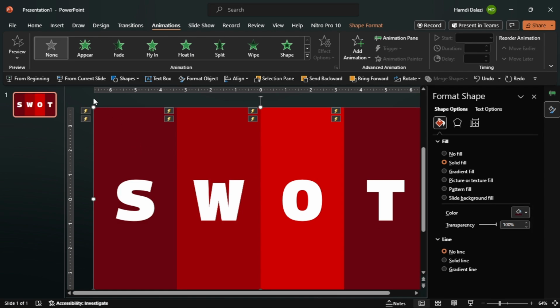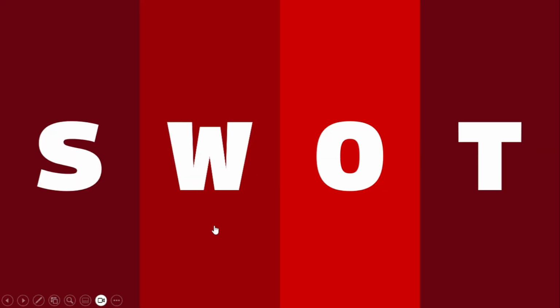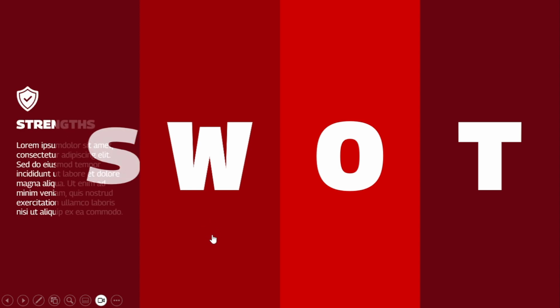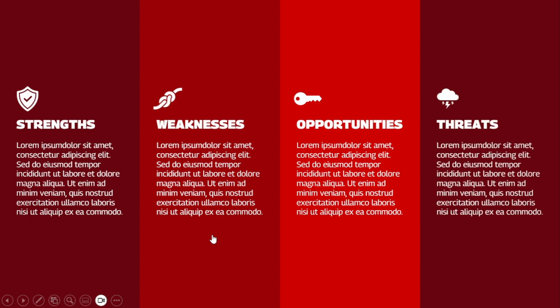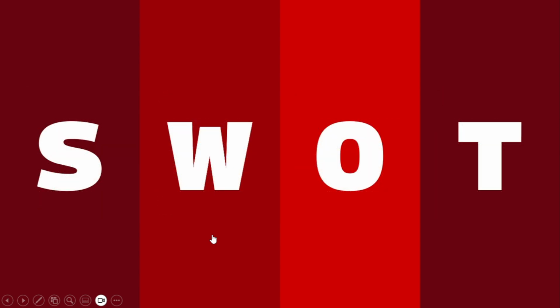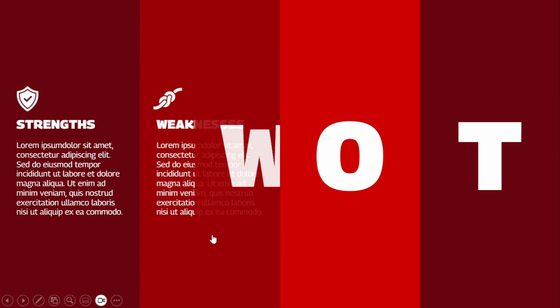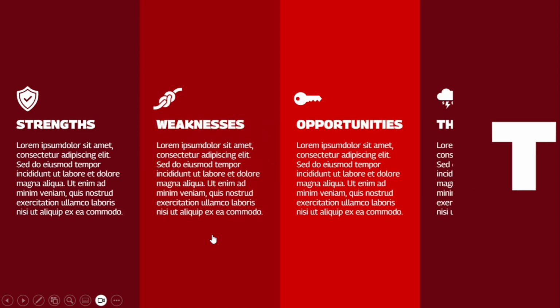Alright, let's give it a preview on full screen. As you can see, with clicks, we get the whip out animations. If we click again, all the rectangles fade in, and with the help of animation triggers, we can loop these animations until the end of time.